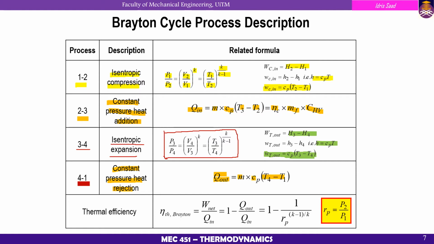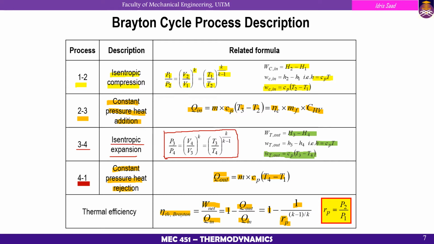Okay, from this, as a summary, we can calculate the thermal efficiency of the Brayton cycle as usual, work net divided by Q in. We know that work net is equal to Q in minus Q out. So we rearrange this equation, we get 1 minus Q out over Q in. Then when we rearrange, we get 1 minus 1 over Rp to the power (k minus 1) over k.